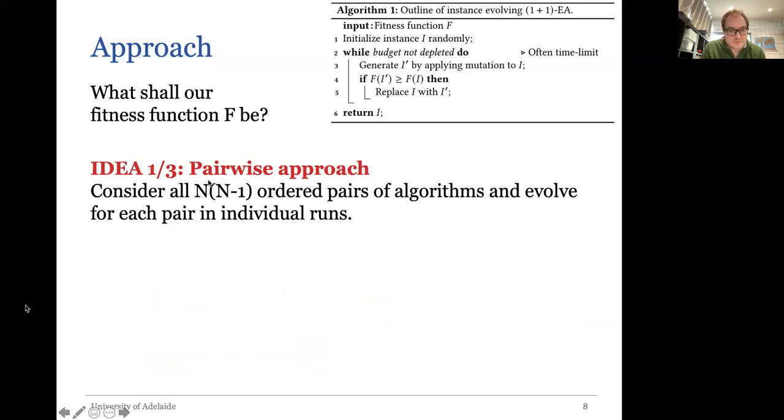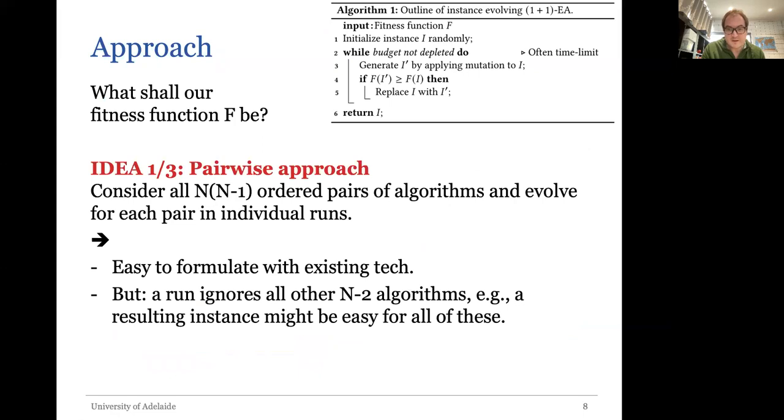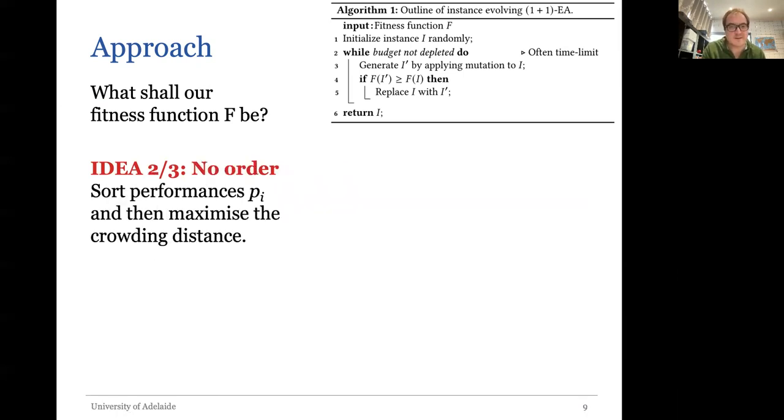We used the pairwise approach. So considering all n times n-1 ordered pairs of algorithms, so assuming we have capital N algorithms, such as 3 in the previous example, but it could be, of course, any larger number as well. We evolve for every single pair in isolation in individual runs an instance. This is obviously very easy to formulate with existing technology, but a single run then ignores all the other algorithms. And as a side effect, we might accidentally end up having an instance that is easy or hard for all other n-2 algorithms. So it's not optimal there, not fantastic.